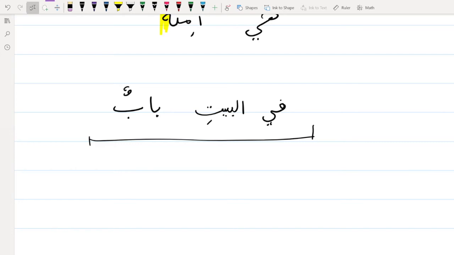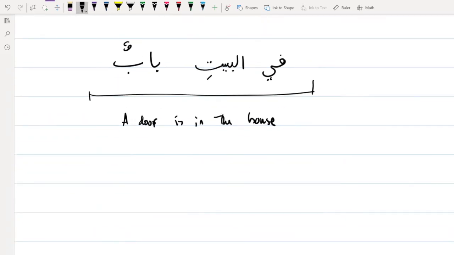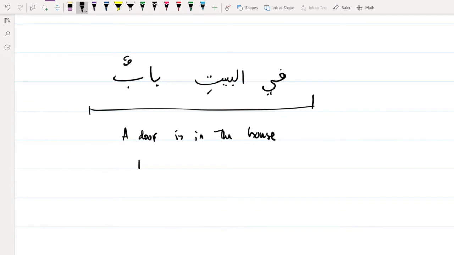Fil baiti babun. Yes, a door. You can say it in a lot of ways. A door is in the house, or you can say there is a door in the house, or you can say in the house there is a door. Regardless of how you say it, even in English it's kind of difficult to say. Which one is your subject? In the house, because if you translate word for word, you can say in the house there is a door. However you say it, which one is the subject? In English, just look at the English one.